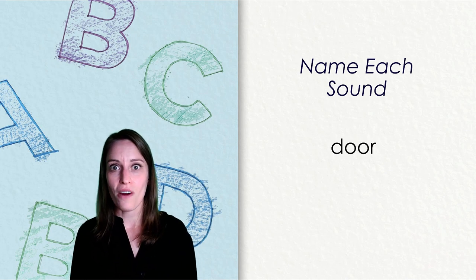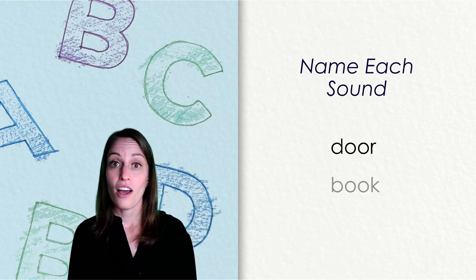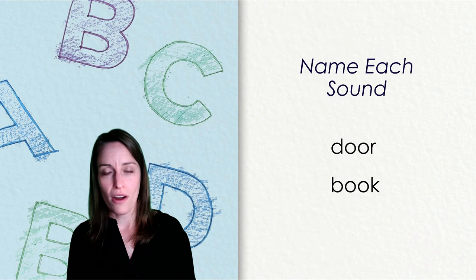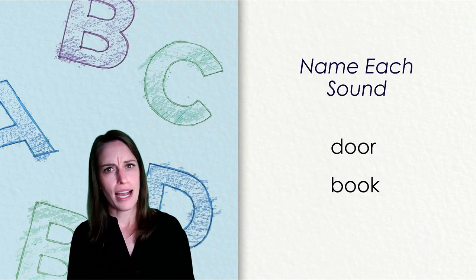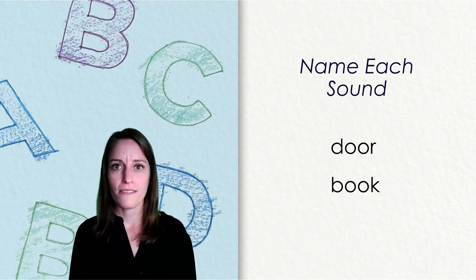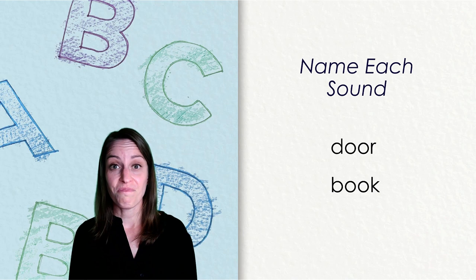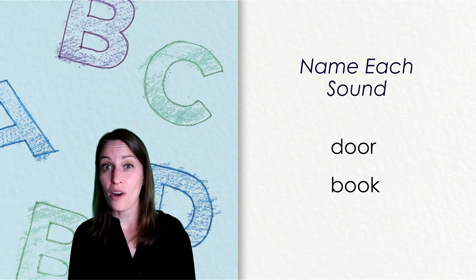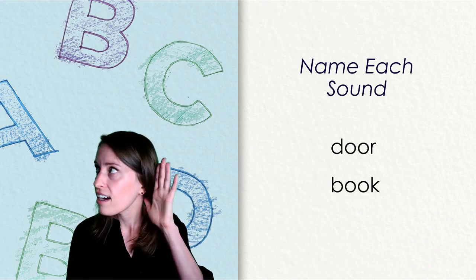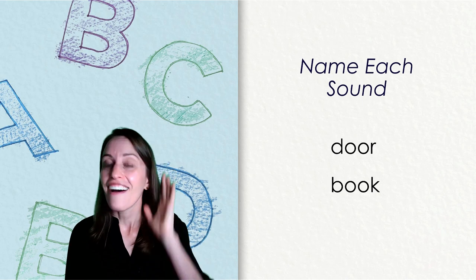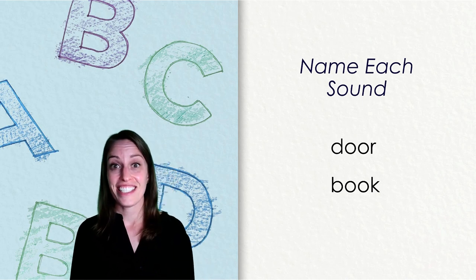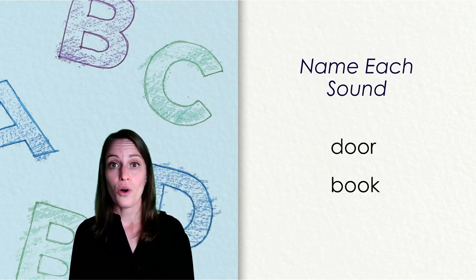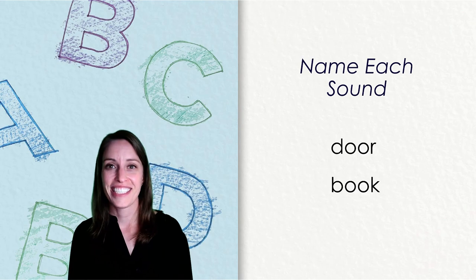Let's look at another word. The word is book. What sound do you hear first? B, and then in the middle, oo, and then at the end of the word book, what do you hear? That's right, a k sound. Book, book.